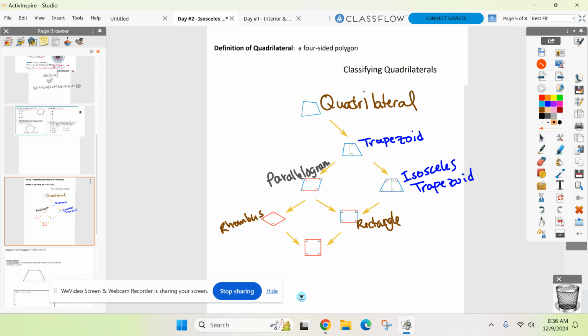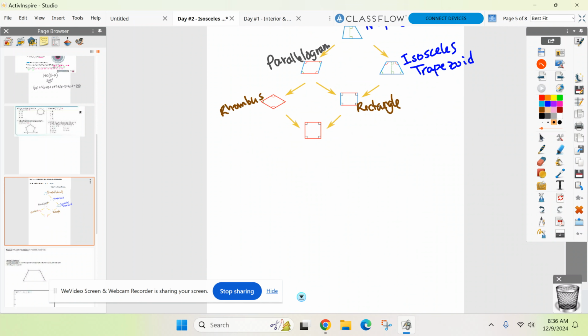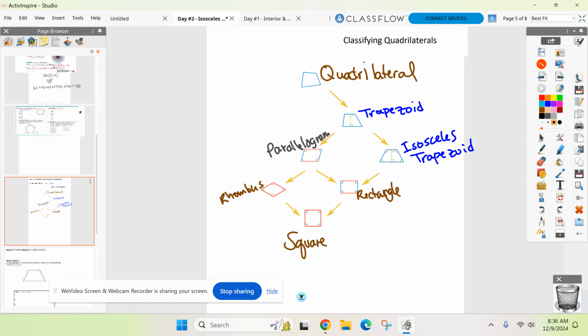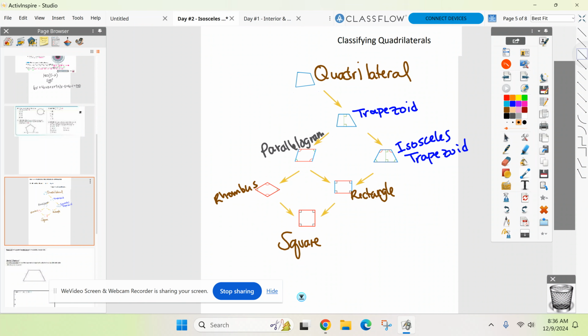And then you have the golden child at the bottom, the golden child of the quadrilateral family. Maybe some of you can relate. Susie, the square. All right, before we move on, why is it set up like this? Why is it set up like this?